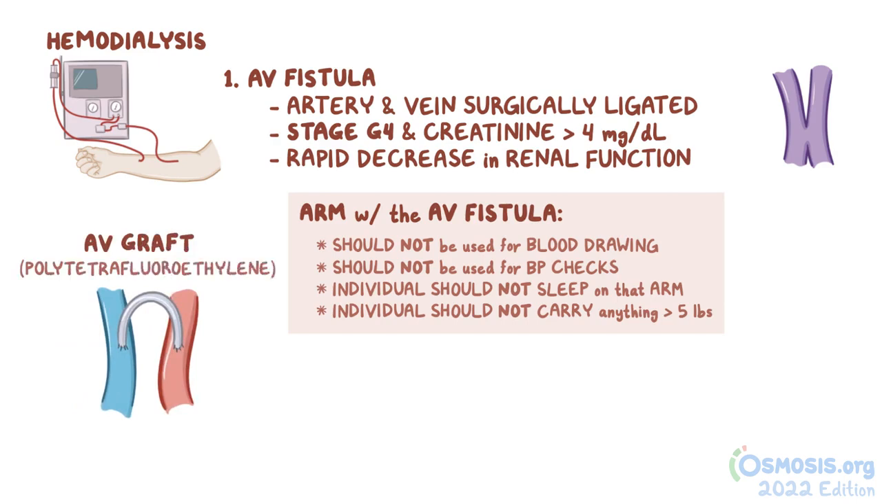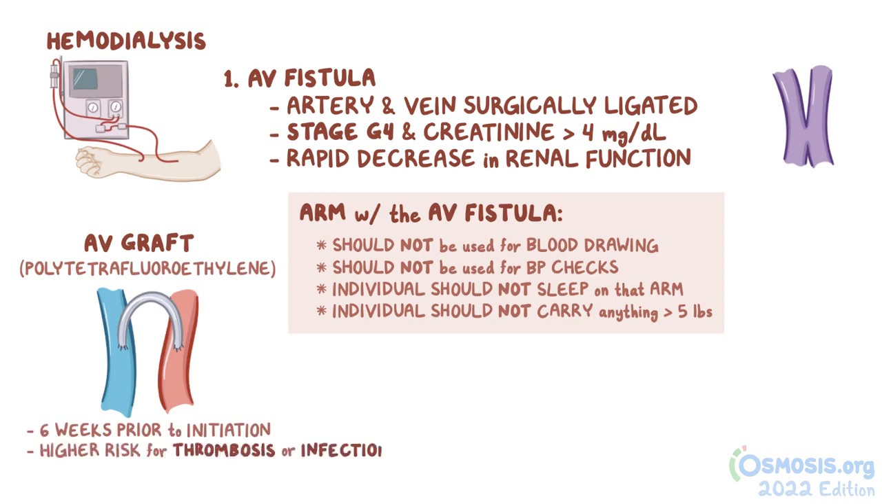If an AV fistula can't be surgically formed, then an AV graft made from polytetrafluoroethylene is placed between an artery and a vein from the arm. This can be done just 6 weeks prior to the initiation of hemodialysis. An AV graft isn't always used because there's a higher risk for thrombosis or infection.